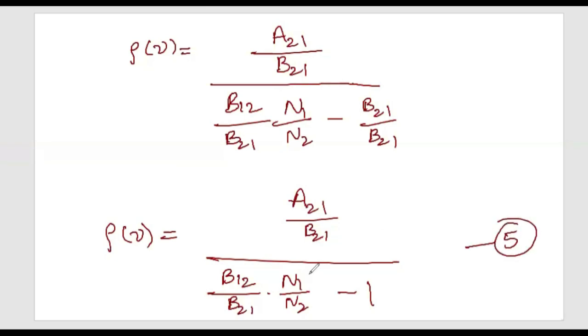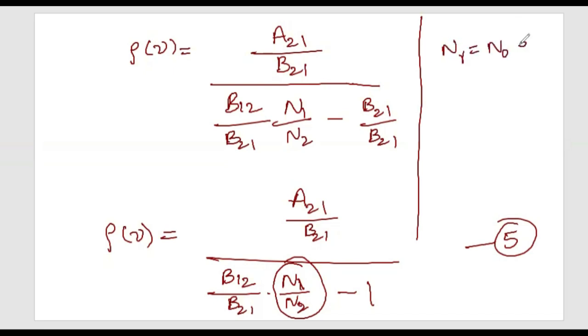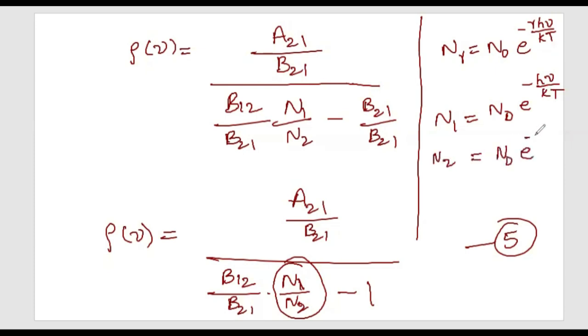So in this equation, we are having N1 by N2. And what is N1? Number of atoms present in the first energy level, and N2 is the number of atoms present in the second energy level. We know that Nr is equal to N0 into e to the power of minus r h nu by kT. So from this, we'll get N1 is equal to N0 into e power minus h nu by kT, and N2 is equal to N0 e to the power of minus 2h nu by kT. Therefore, we'll get N1 by N2, where N0 N0 gets cancelled, is e power h nu by kT.